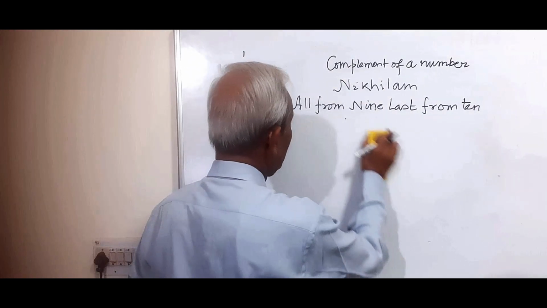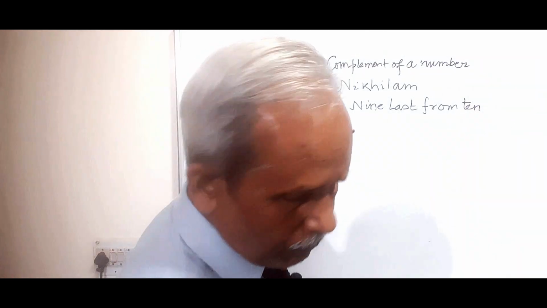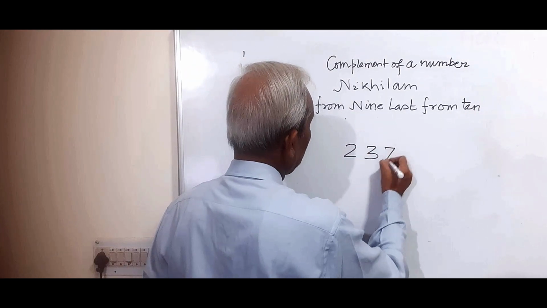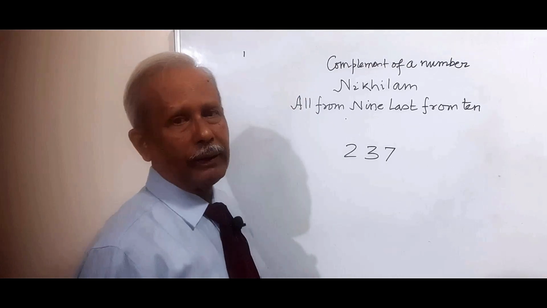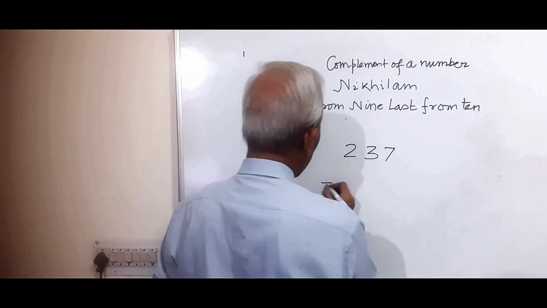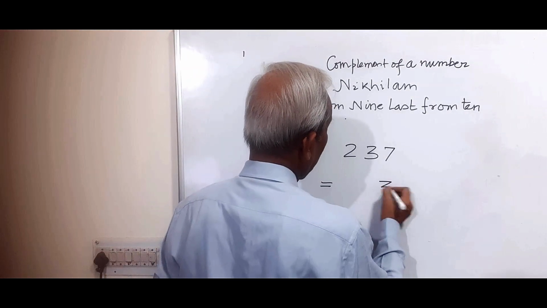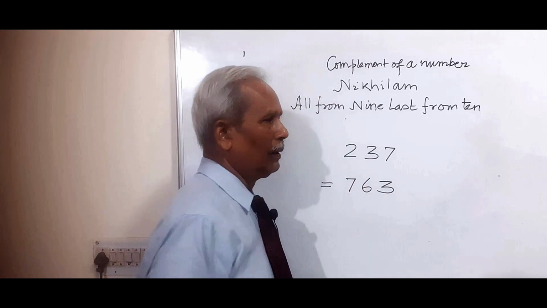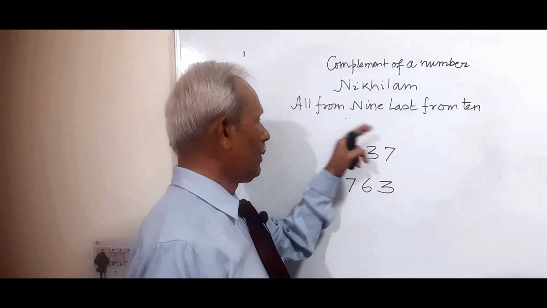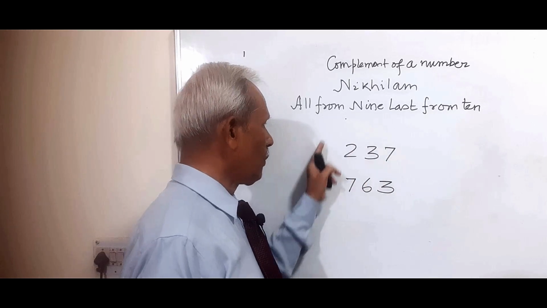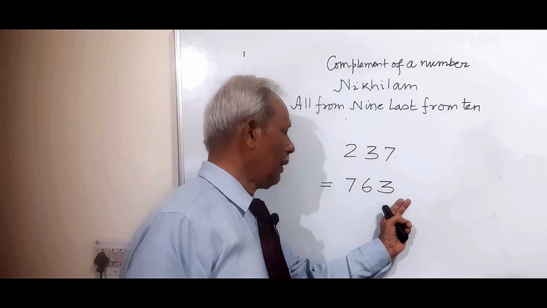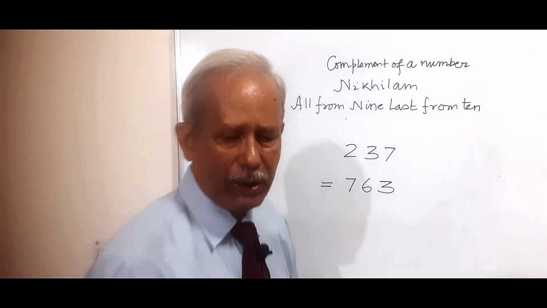Let me find out another complement. Say for example, we want to find out the complement of 237. So all from 9, last from 10: 10 minus 7 is 3, 9 minus 3 is 6, 9 minus 2 is 7. That's all. We are not to go through that traditional process of doing subtraction. We can do it from all from 9, last from 10, and the complement is 763.